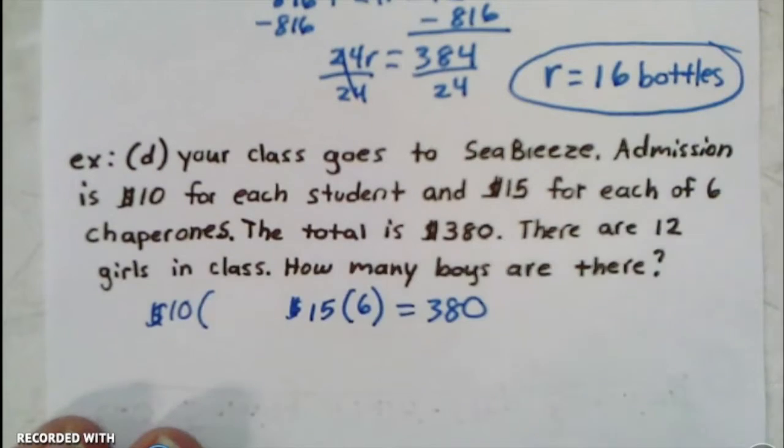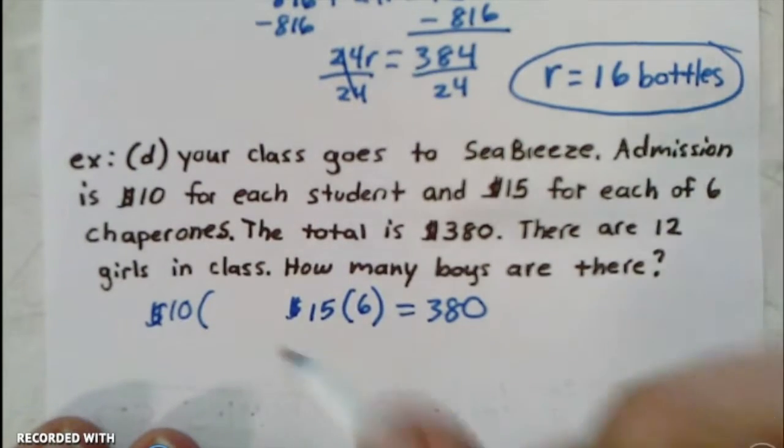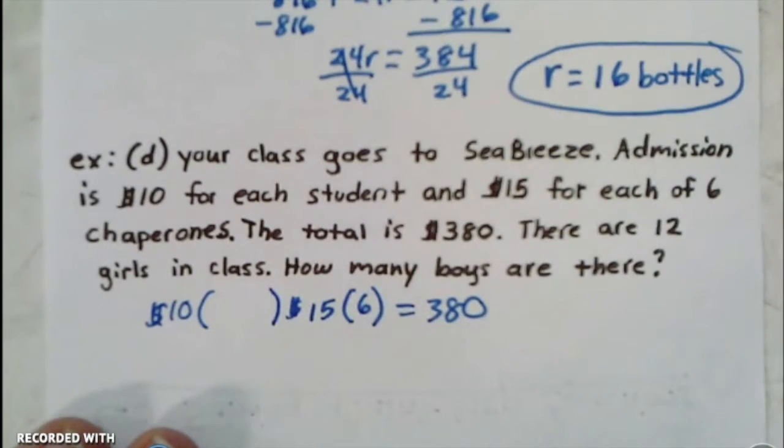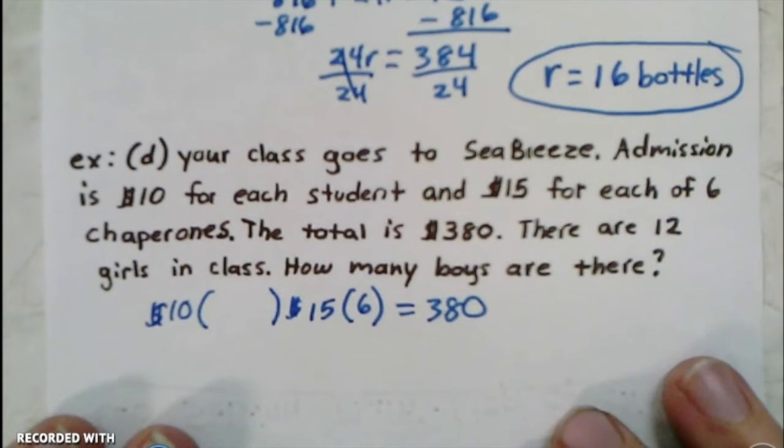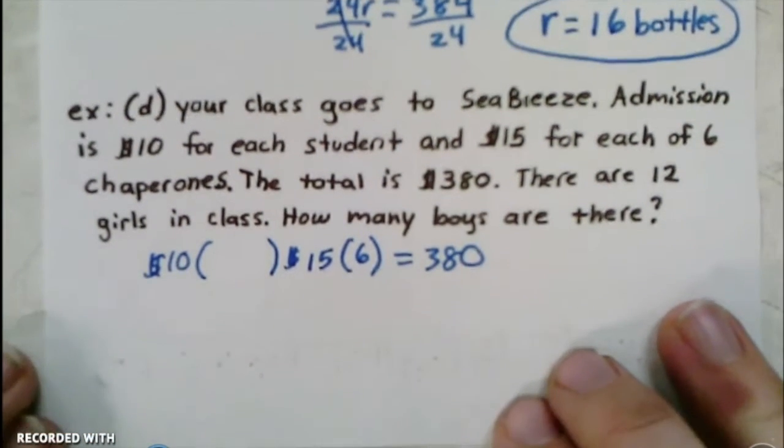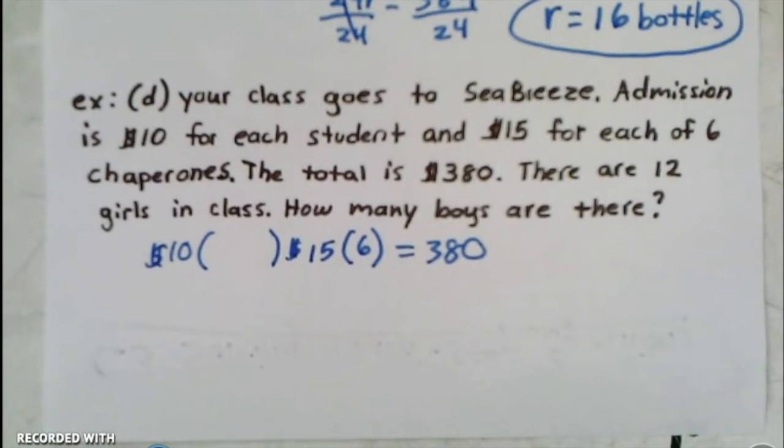There are 12 girls in class. How many boys are there? So the amount of girls plus the amount of boys are going to be our total students that we will want to multiply times 10. And the total chaperones were already told to us that you'll multiply times 15. So this is a hint for how to set up your equation. There's some things missing here that I want you to try to fill in and solve it and bring it to class with you tomorrow. All right, so go ahead and get to work.